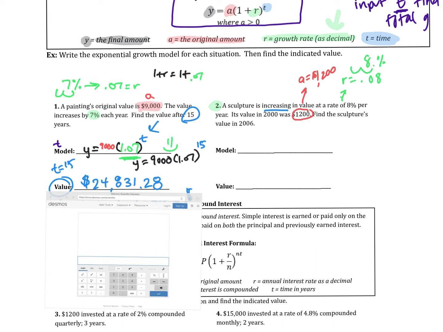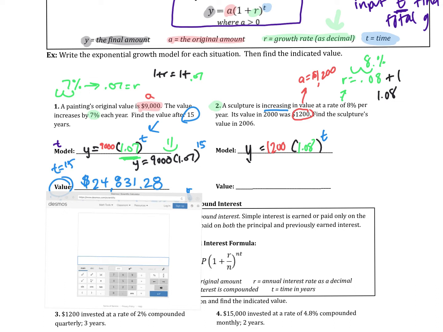Find the sculpture's value in 2006. So we don't need to worry about time yet because remember, right now we're writing a model. Our model should still have a t in it. So we're going to worry about our time when we get to the second part of this question. So we're plugging in front of parentheses the original amount. Inside parentheses, we're going to add 1 to that rate so that we get 1.08 inside our parentheses. So our model, y equals 1,200 times 1.08 to the power of t. Again, keeping the t in the model.